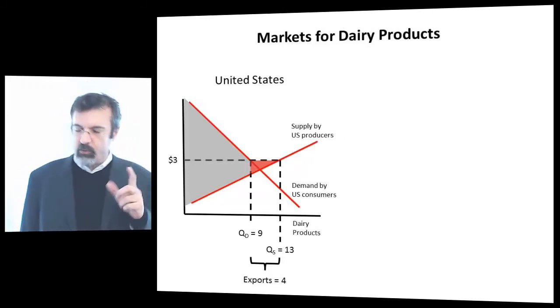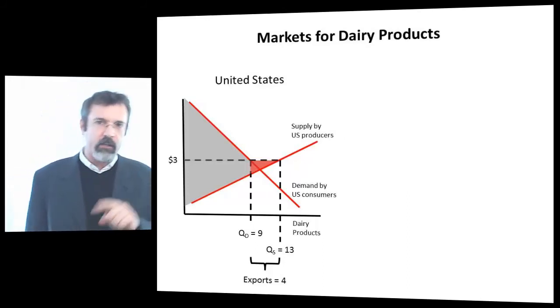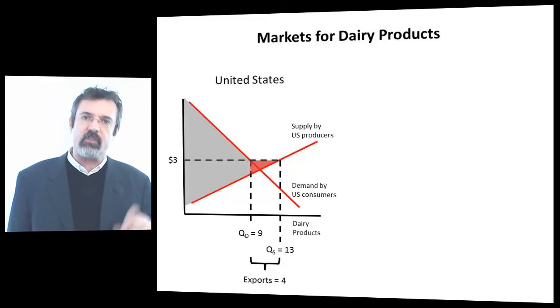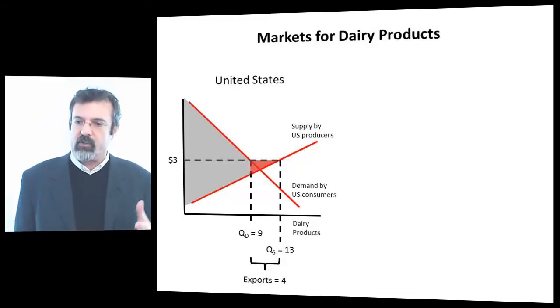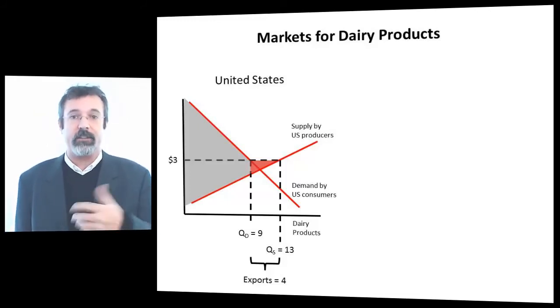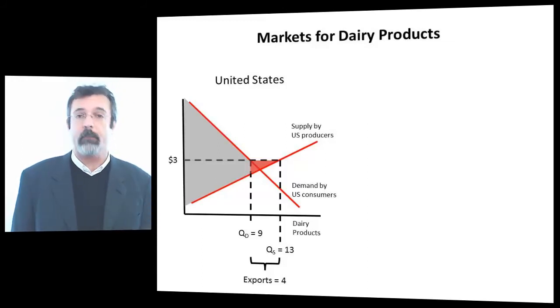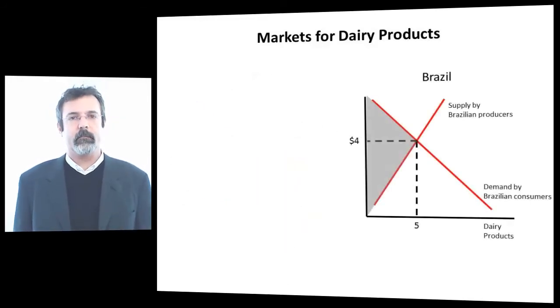Now, this might lead you to suspect that if total market surplus is increased for the United States due to trade, then the market surplus has declined for Brazil. That is, if the United States gained something, Brazil must have lost something. Let's look at Brazil before and after their markets are open to trade.